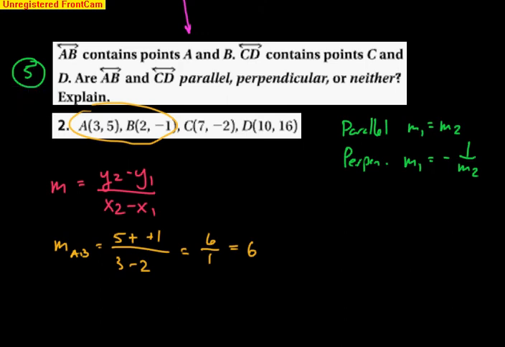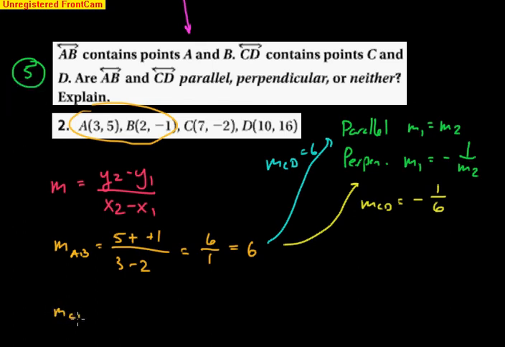So if we think about parallel, let's come back up here. That's a bad choice of marker. If we think about parallel, that would mean that the other slope, the slope of CD, would have to equal 6. And if we think about perpendicular, that would mean the slope of CD would have to be the opposite of 6, which is negative, and the reciprocal of 6, which is 1/6. So let's see if either one of those answers comes out for the slope of CD. If it does, we know what the answer is.